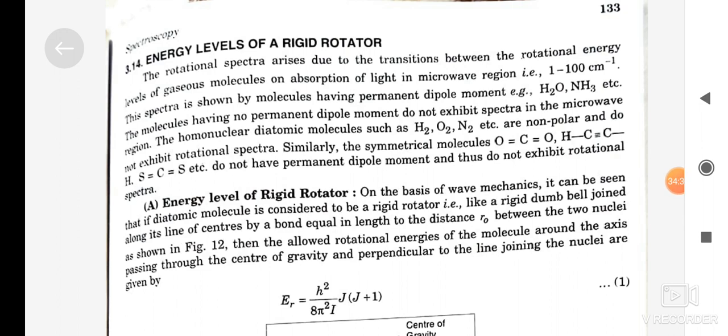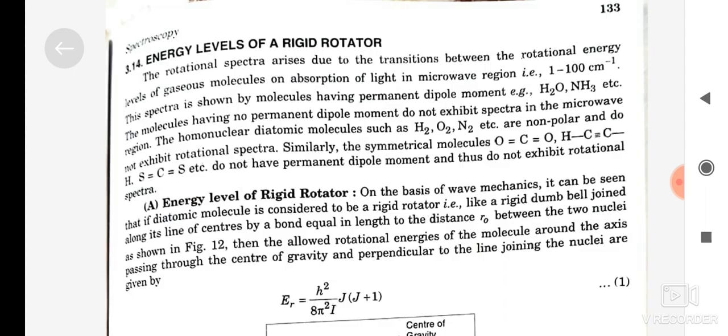Energy level of a rigid rotator. The rotational spectra arises due to the transition between the rotational energy levels of the gaseous molecule on absorption of light in the microwave region, for example 1 to 100 centimeter inverse. This spectra is shown by a molecule having a permanent dipole moment, for example water, ammonia, etc. The molecules having no permanent dipole moment do not exhibit spectra in the microwave region. The homonuclear diatomic molecules such as H2, O2, N2 are nonpolar and do not exhibit rotational spectra.